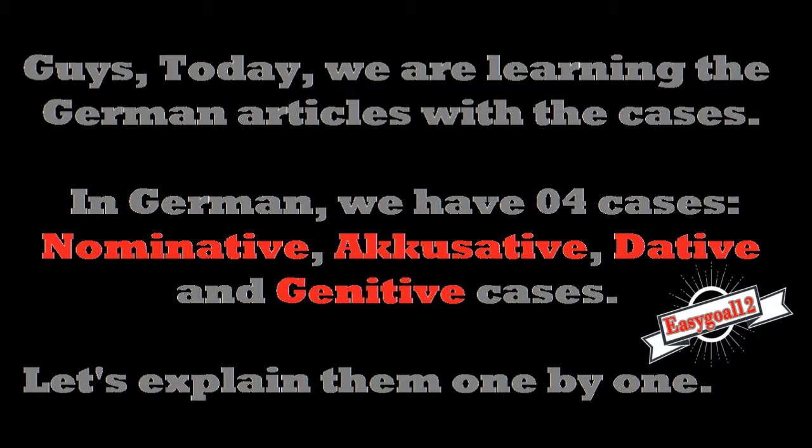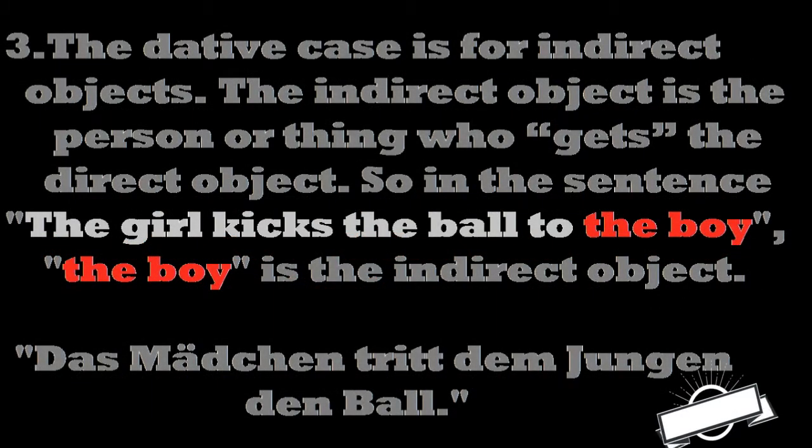Okay, let's explain the dative case thoroughly to you guys. As you can see here, the dative case is for indirect objects in German. The indirect object is the person or thing who gets the action, the direct object. So in the sentence, the girl kicks the ball to the boy, the boy is the indirect object of this sentence.